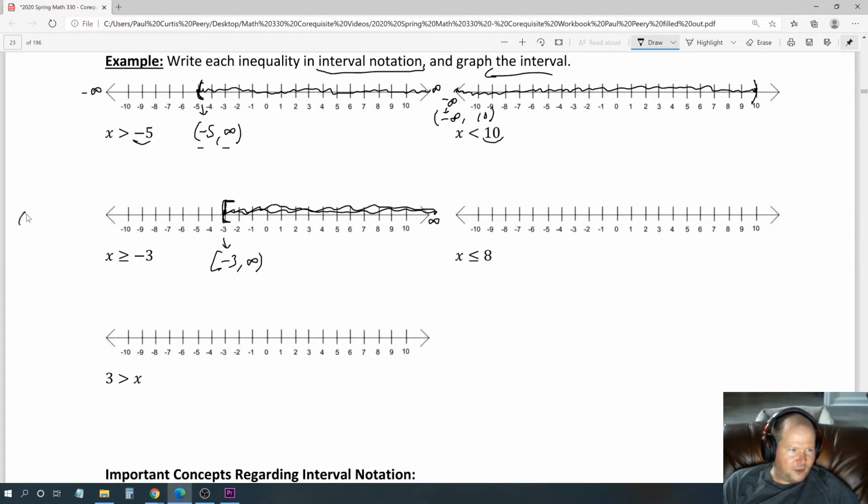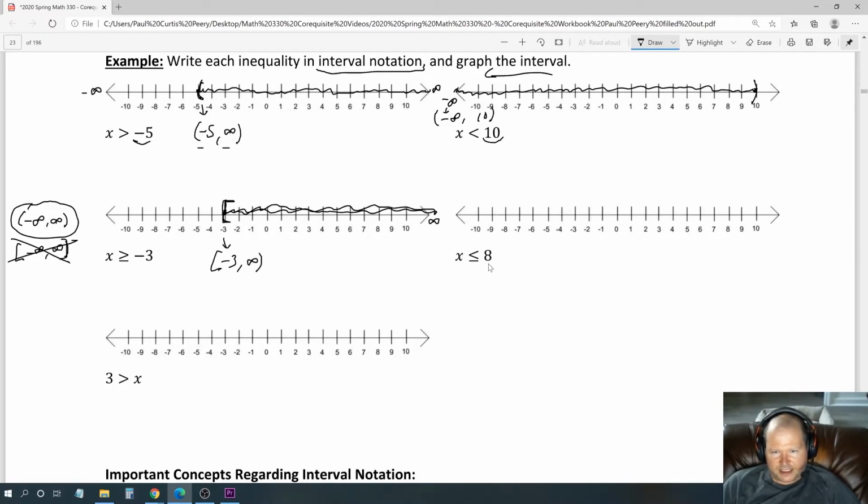It's very important to remember that whenever you have an infinity symbol, you are going to have a parenthesis next to it. You're never going to have an infinity symbol with a bracket next to it because you're not equal to negative or positive infinity. So that one's wrong, and this one's okay. Whether you see negative or positive infinity, whenever you're writing interval notation, you're going to have a parenthesis on it. So let's try the next one.